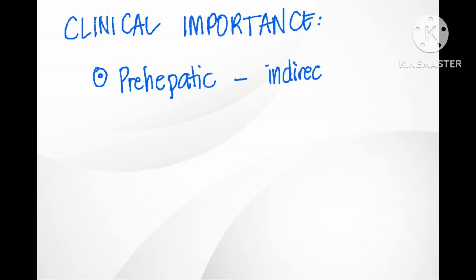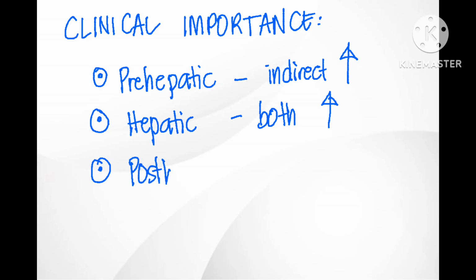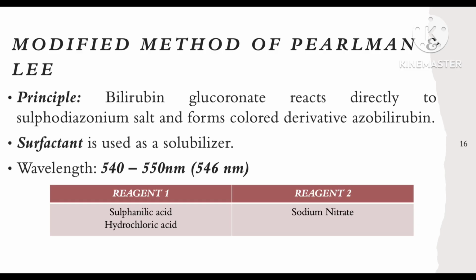This now means that bilirubin analysis helps diagnose the type of jaundice your patient may have. When there are prehepatic problems, that would mean indirect bilirubin would increase. If the problem is hepatic, then both indirect and direct bilirubin are increased. But if the problem is post-hepatic or there is obstructive jaundice, then direct bilirubin is increased.